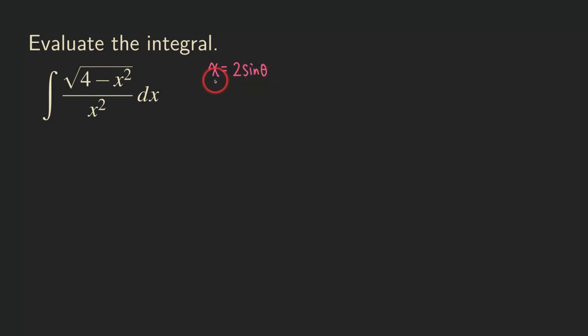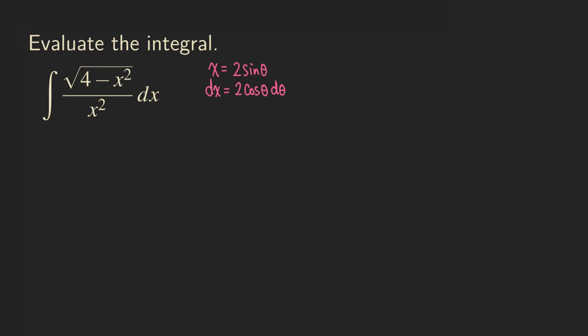Okay, so now when we differentiate this equation, then we are going to get dx over d theta. Okay, but I'm going to put the theta on the right hand side of the equation. So when we differentiate the 2 sine theta, we are going to get 2 cosine theta and then d theta. Okay. And then once we get this, we can start substituting all this into the integral and see what's going on.